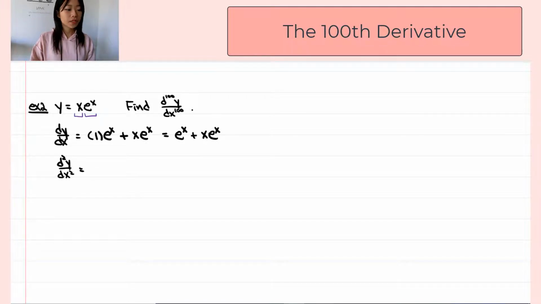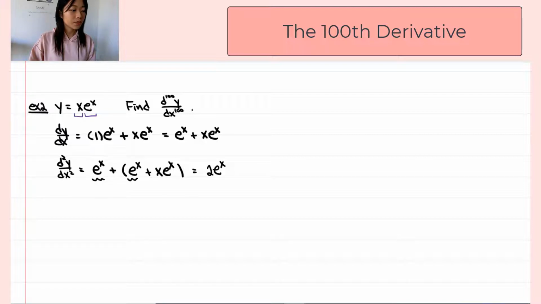Here we have 2 terms, so we use the sum rule. The derivative of e to the power of x is the same, then plus the derivative of x times e to the power of x. And we just found from the first derivative that the derivative of the second term is e to the power of x plus x times e to the power of x. And we can rewrite this as 2 times e to the power of x, so we combine the first and the second term, then plus x times e to the power of x.